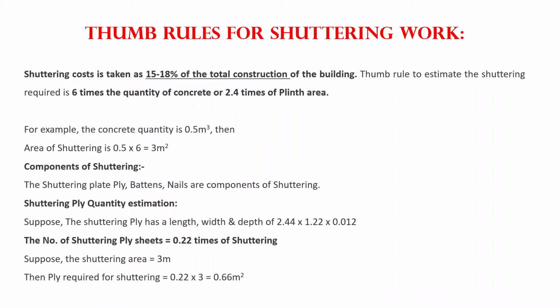The fourth thumb rule that we are going to see is for shuttering works. Shuttering works cost is taken as 15 to 18% of the total construction of the building. Shuttering work is done to bring the concrete into shape. The thumb rule to estimate the shuttering required is 6 times the quantity of concrete or 2.4 times the plinth area. For better clarification, we'll see an example. If the concrete quantity is 0.5 meter cube, then the area of shuttering required will be 0.5 into 6, that is 3 meter square.